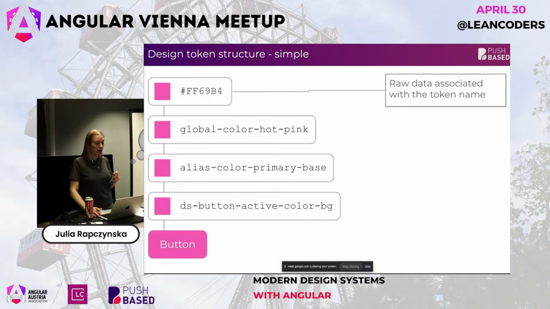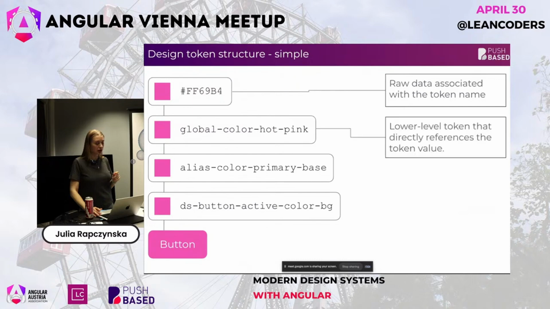Once again, the first thing that we have is the raw data, so we have the hex color here. Then we have the lower level token, which is a private value that we don't usually use to style the components. We just have it as a defined vocabulary for the raw values that we use to style. And then we have the alias tokens, which give a little more meaning to the variables that we defined in the first step.